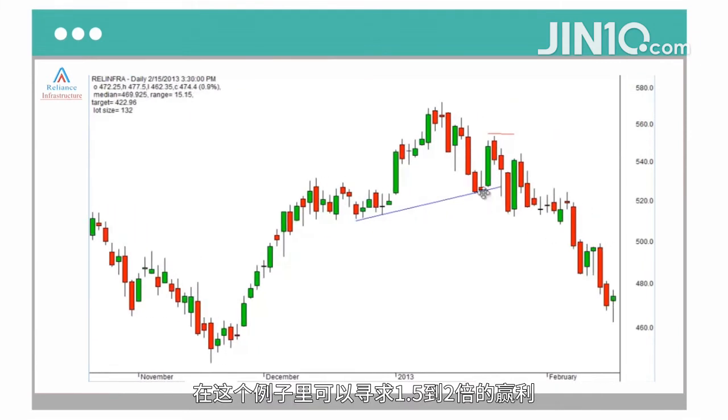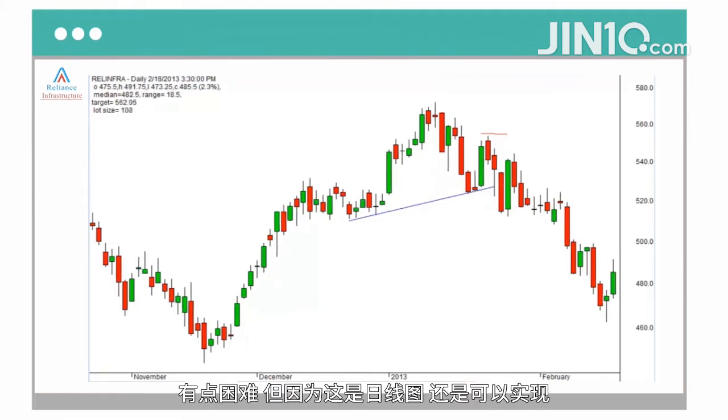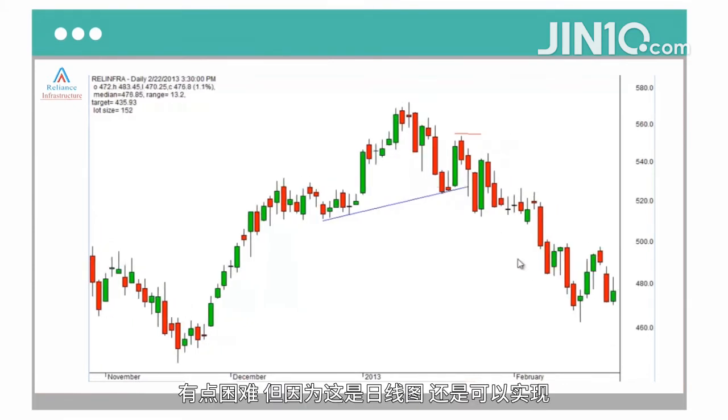You can aim for 1.5 to 2x of the risk. That'll be slightly difficult, but because this is a daily chart, you will achieve it. You can use this in lower time frames as well.